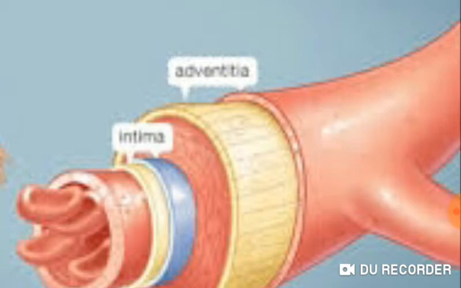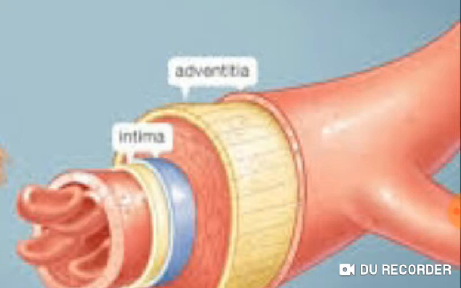Acute limb ischemia is another presentation of peripheral arterial disease. Acute limb ischemia occurs in two forms. One is embolism, another one is thrombosis. Now, what are the differences between embolism and thrombosis? Thrombosis is occasionally associated with collateral circulation, but embolism is not associated with collateral circulation.